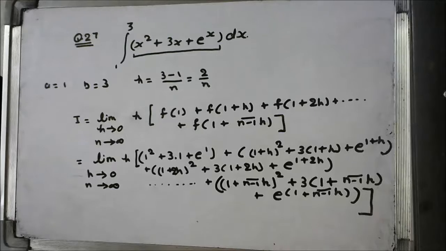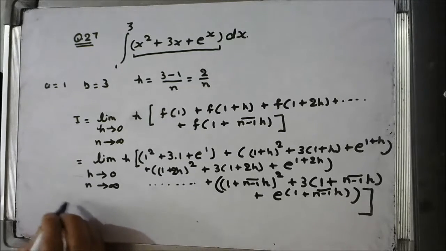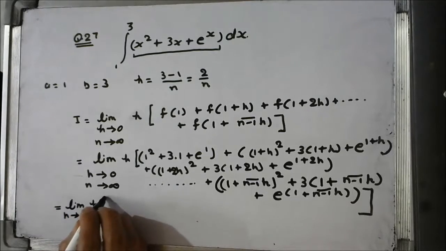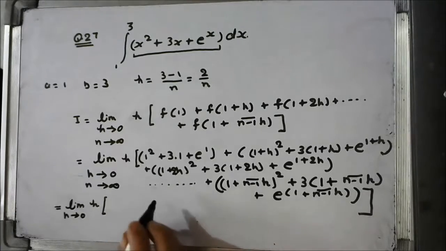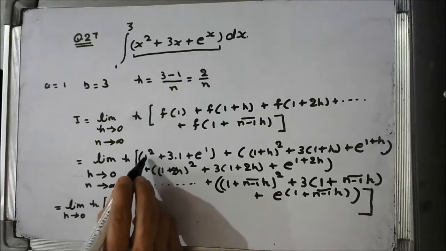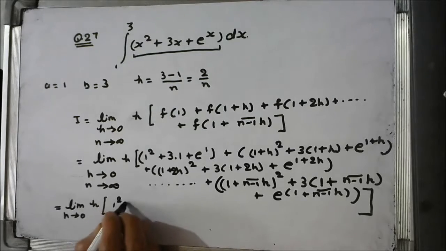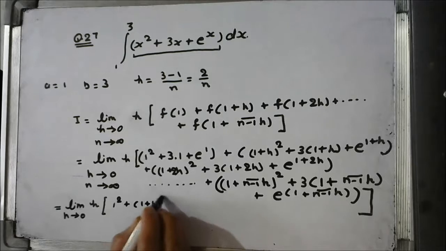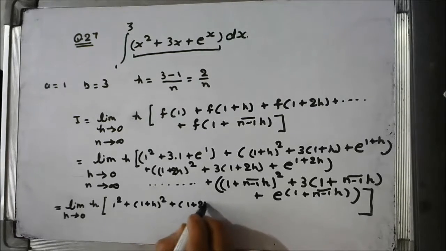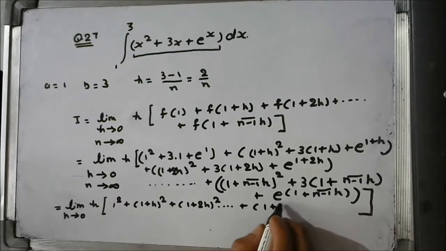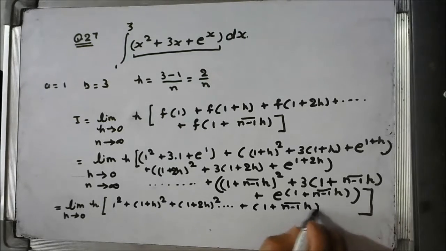Now we will combine the similar terms having similar powers of h. So first of all, I consider these square terms: 1 square, (1 plus h) square, (1 plus 2h) square. The last term here will be (1 plus (n minus 1)h) whole square.